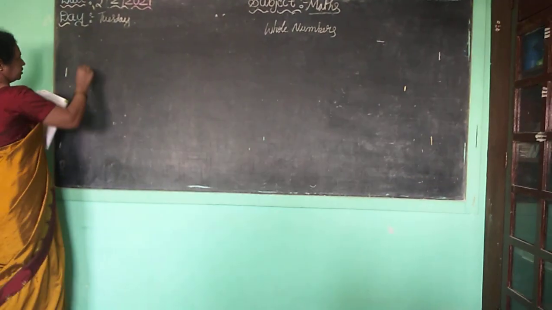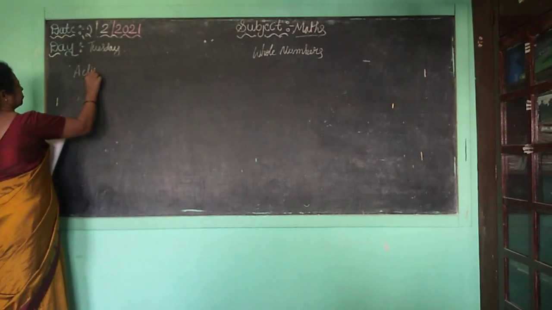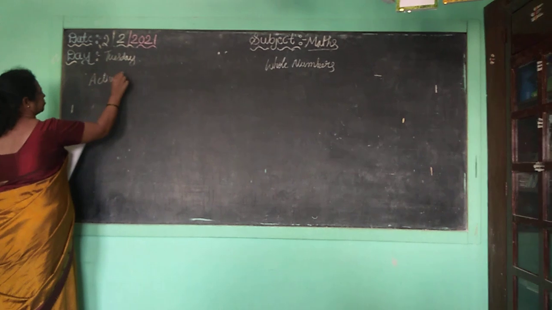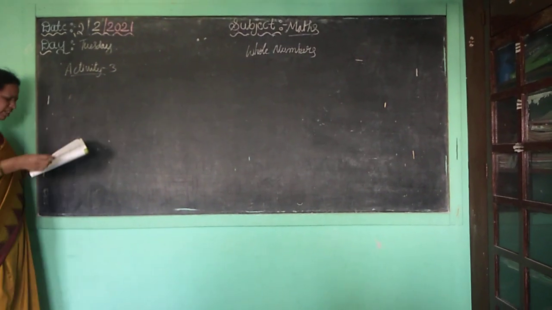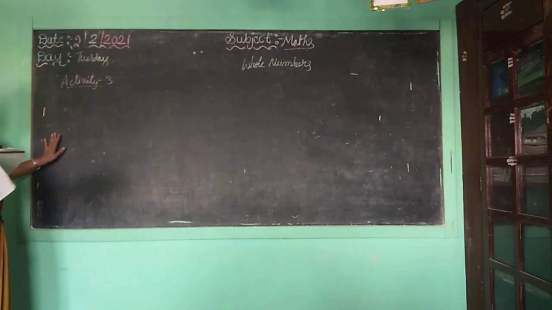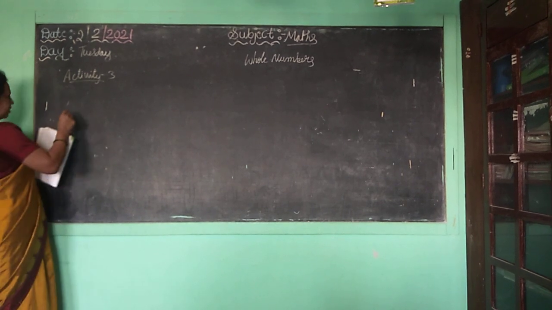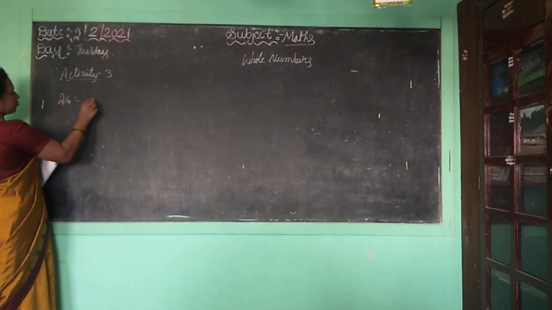Activity 3, children. Activity 3: find all the factors of the following given numbers. Okay, so I will take 24. All the factors of 24.